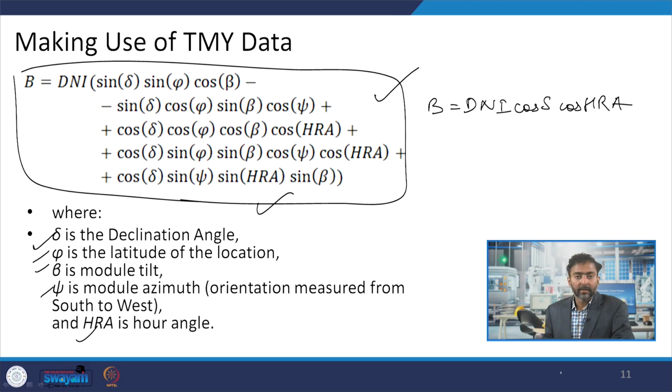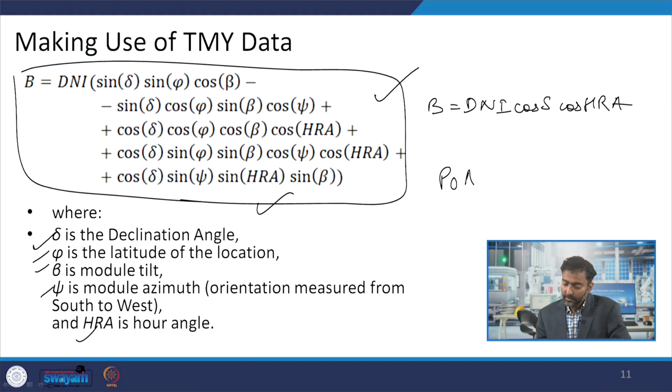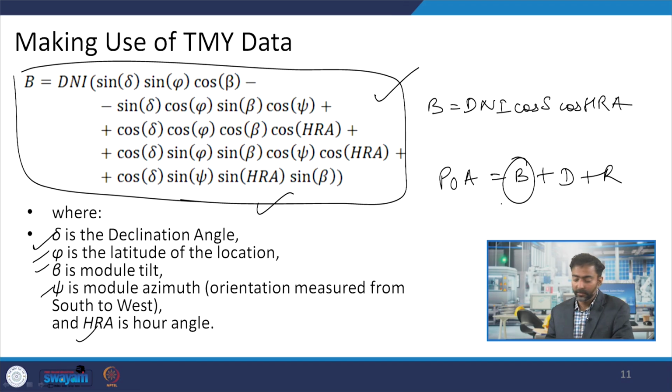Now before we end today's class, let us quickly look at the other two components as well, because as you recall, we talked about the 3 components. The plane of array radiation is composed of beam plus diffused plus reflected. So the bulk of work which we so far discussed is the beam component. Diffused and reflected radiation are fairly simpler to estimate. The simplest is the diffused radiation actually.